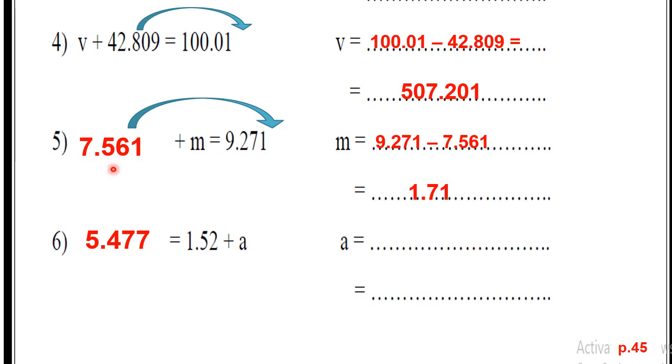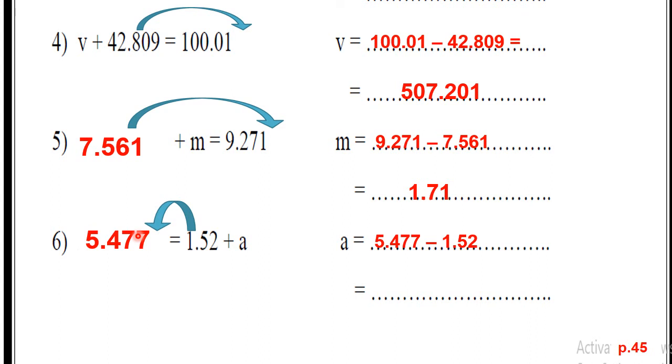And now in number 6, 2.377 plus 3.1 equals 1.52 plus A. Same as the previous example. Here I have plus, so let's solve the question first. If we calculate 2.377 plus 3.1, it will be 5.477.